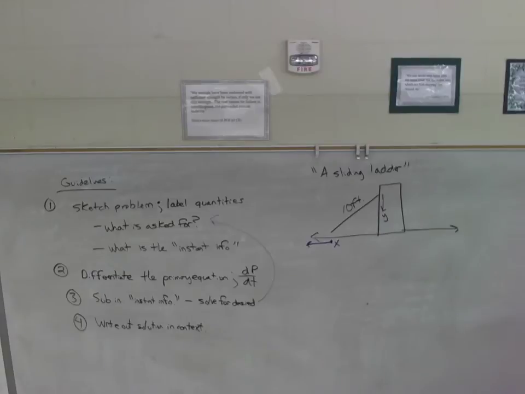If the top of the ladder begins to slide down at a rate of 2 feet per second, so let's start labeling our stuff. Wait, is that the ladder? Yes, sir. Is that a 45-degree? I don't know, I haven't told you yet. So I did say if the top of the ladder begins to slide down at a rate of 2 feet per second. How can I label that? What's that mean?